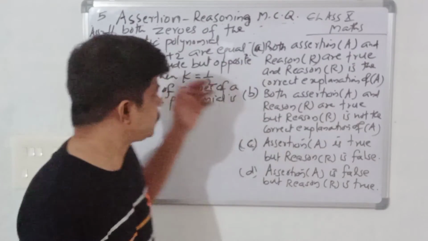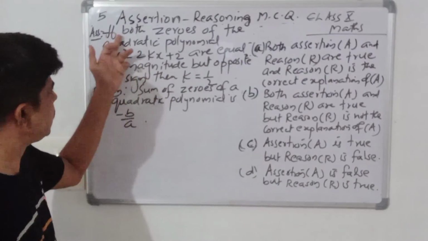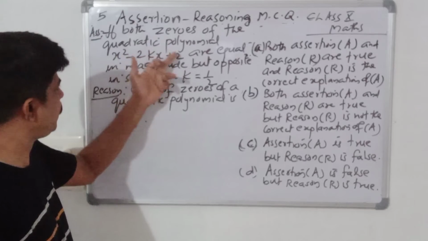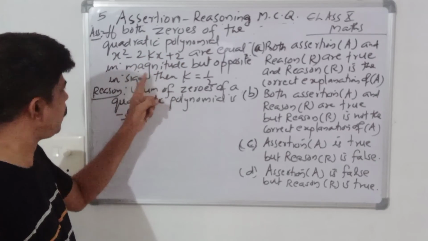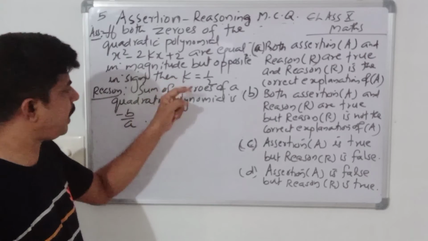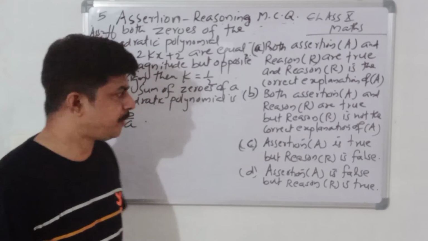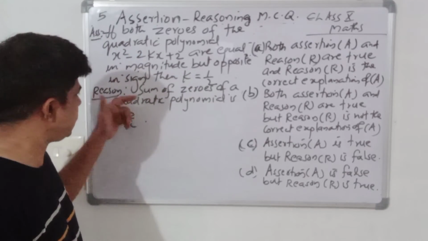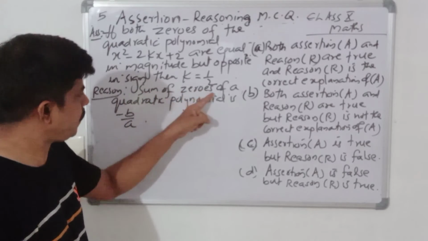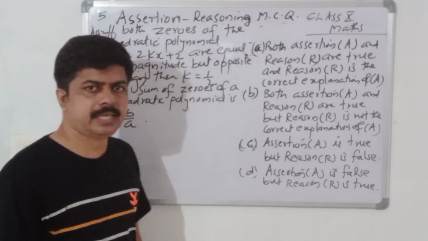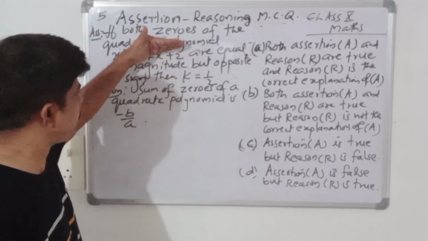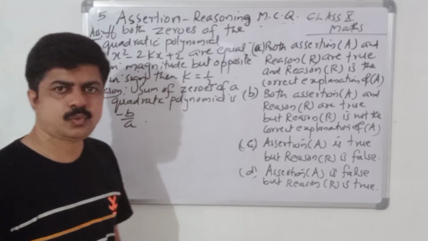Okay, moving to the next question. If both zeros of the quadratic polynomial x square minus 2kx plus 2 are equal in magnitude but opposite in sign, then the value of k is equal to 1 by 2. Here the second reason, second statement: sum of zeros of a quadratic polynomial is negative b by a. First let us see the given statement. First statement is true or not.